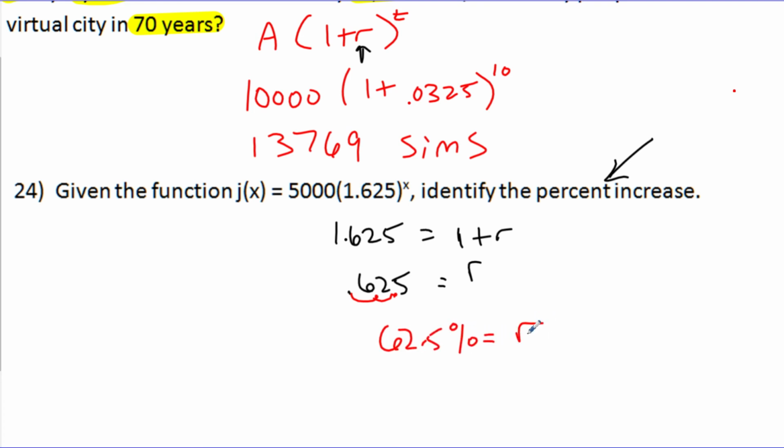Okay, we can do the same thing if they talk about percent decay or percent decline or any other thing like that. Just put a minus sign here instead of a plus sign, and that will accomplish the same goal.